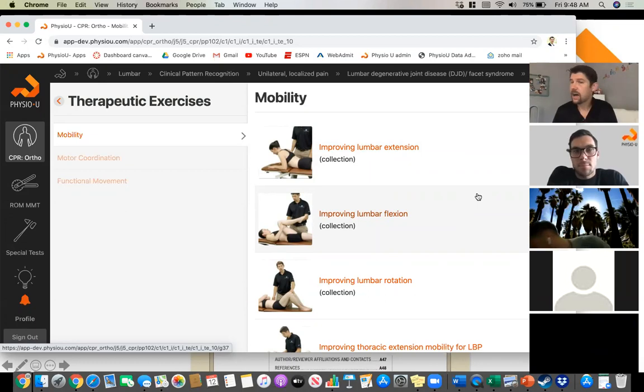But again, that's you being confident in your objective assessment that says, hey, this is a mobility deficit. I think this will make you better. I'm pretty confident in that.